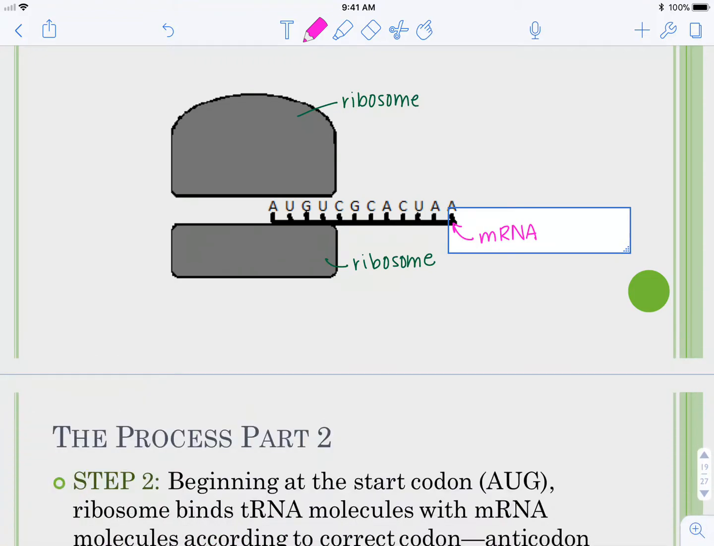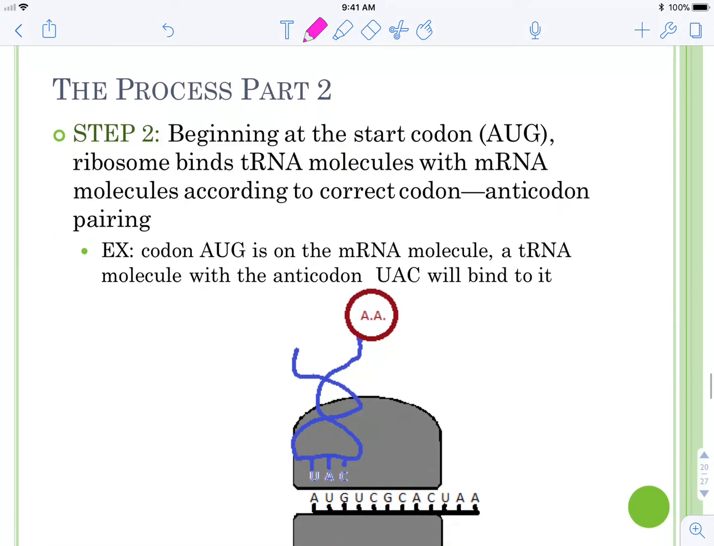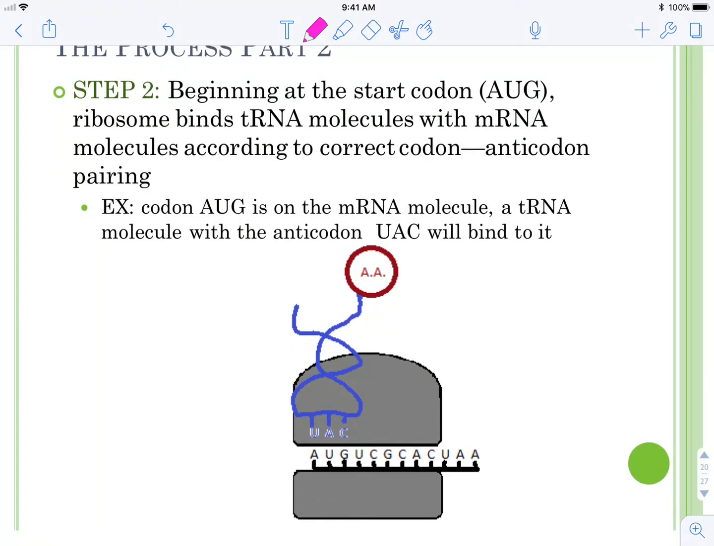All right, so as I said, step one, the mRNA molecule has left the nucleus and binds with the ribosome. It's always going to begin at that start codon of AUG. If you need to write this down and need more time, hit pause. Step two is where the ribosome starts to read that mRNA molecule.